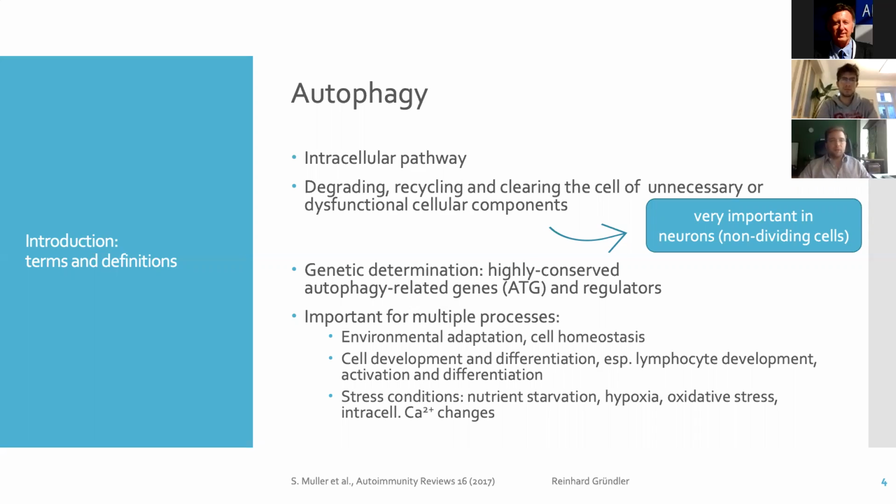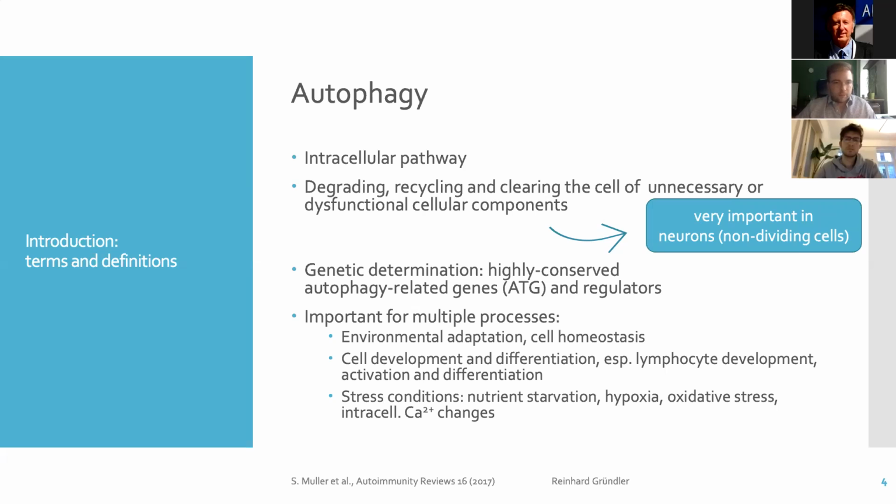So how is autophagy genetically determined? There is a group of ATG genes that are highly conserved and regulated. So if these genes are hampered, then also the autophagic function is changed, and it may be upregulated or downregulated, both of which is bad for the cell, but we will talk about this later.